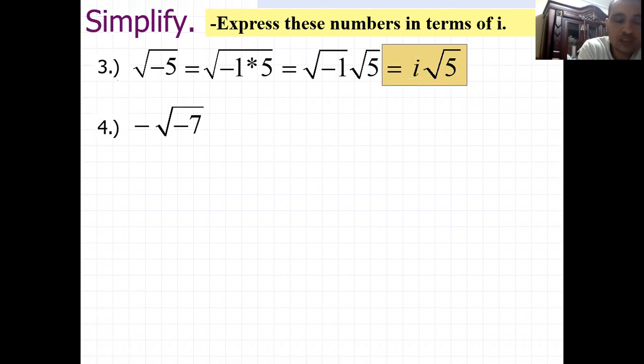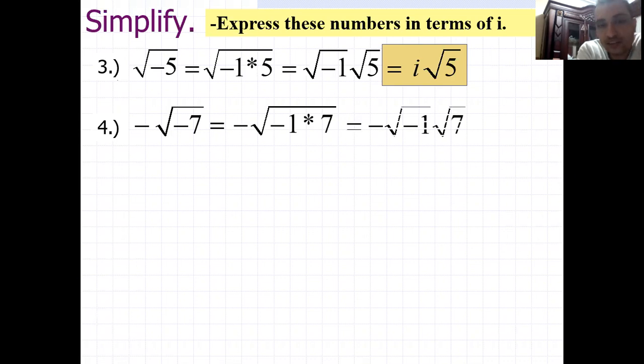Now, another example. If I have negative square root of negative 7. In this question, we will not touch the negative which is outside the root. We will keep it as it is in each step. So we can rewrite negative 7 as the product of negative 1 by 7. Now we can write root negative 1 as i, and root 7. So the answer will be negative, which is outside, times i, which is root negative 1, times root 7, or negative i root 7.